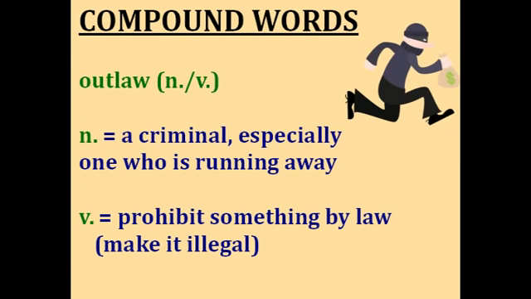Outlaw. The word outlaw actually has 2 different meanings. It can be a noun or a verb. So the noun, a person who is an outlaw, is a criminal, usually one who is running away from the police and trying to avoid being captured. Now the verb outlaw means to prohibit something by law. For example, if your country outlaws talking on your cell phone while driving, it means that action is now illegal and you will be punished if you do it. So we have outlaw the person, who's a criminal, and outlaw the action, to make something illegal by law.